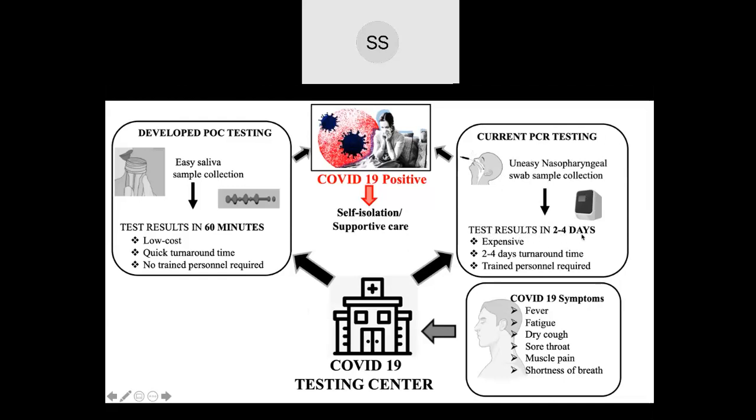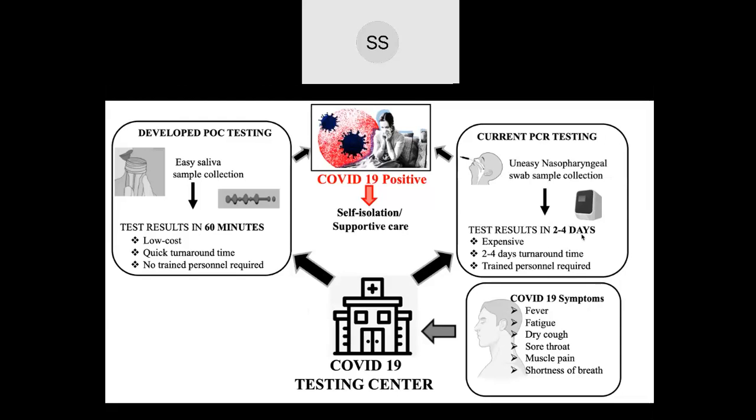The limitation of the current testing method is that it is expensive. The turnaround time is 2 to 4 days, and at the same time, trained personnel are required for the processing of the sample. One limitation when trained personnel are involved is that it could also lead to a false positive result, if the personnel mix up the results with some other samples. So thereby we can get a false positive result.